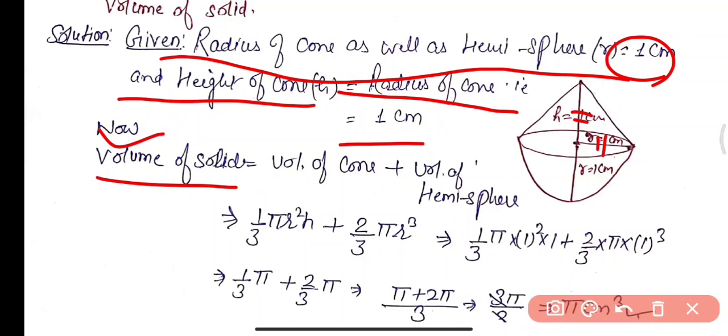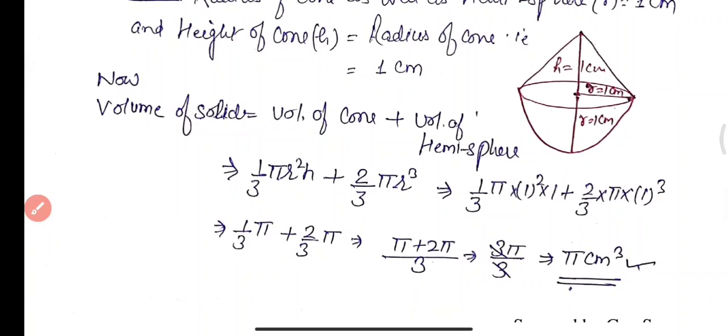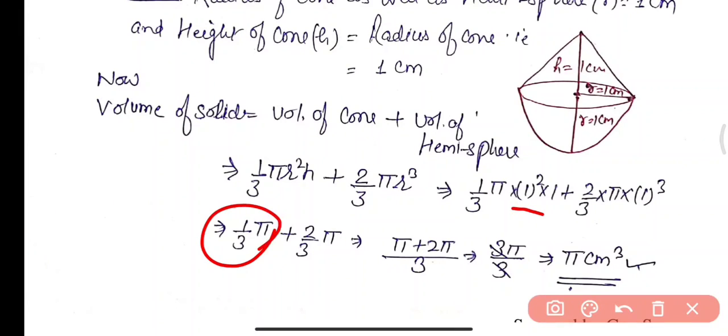So now the volume of the solid will be equal to the volume of the cone plus the volume of the hemisphere. And we all know that the volume of a cone is 1/3 pi r square h and the volume of a hemisphere will be 2/3 pi r cube. So 1/3 pi, and the radius is 1 and the height is also 1. So 1 square into 1, and here 2/3 pi into 1 cube. So after simplifying we will get 1/3 pi, as we know that 1 square will be 1, 1 into 1 becomes 1. So this will be 1/3 pi here and this will be 2/3 pi here.